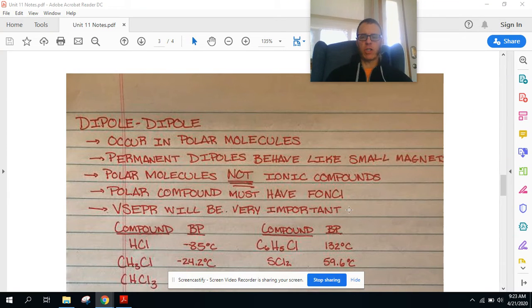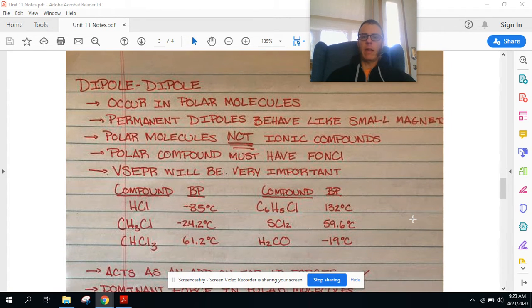Okay, guys, we're gonna finish up intermolecular forces here. We got two more. The first is dipole-dipole interactions, and this occurs in polar molecules. You've got to remember when we talked about drawing polar molecules. Dipole-dipole interactions occur with polar molecules.